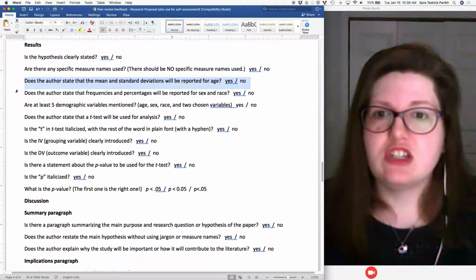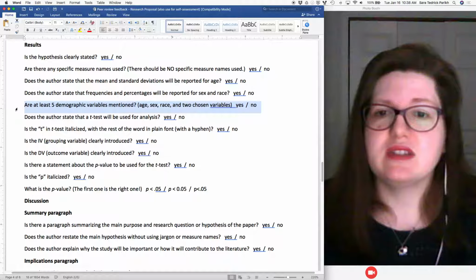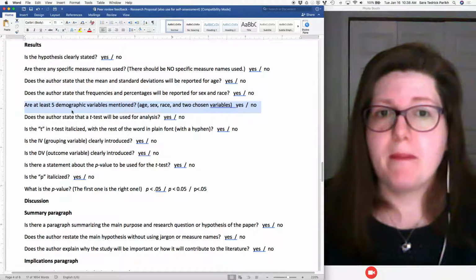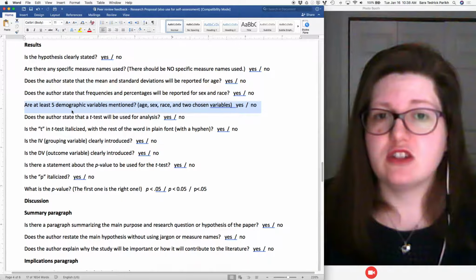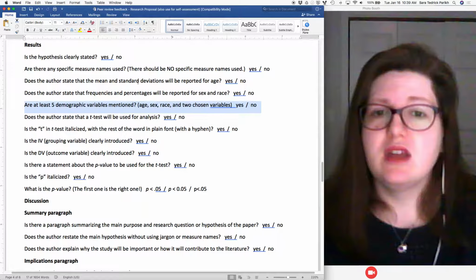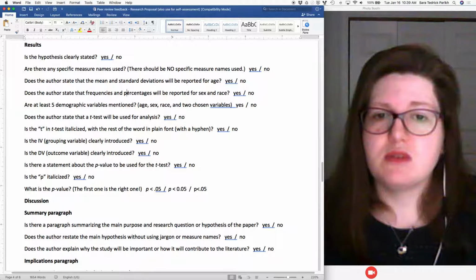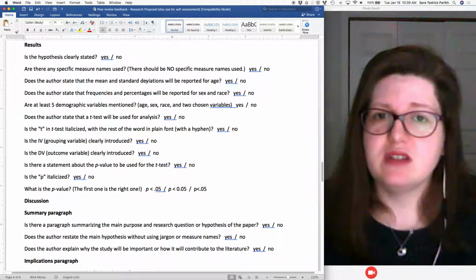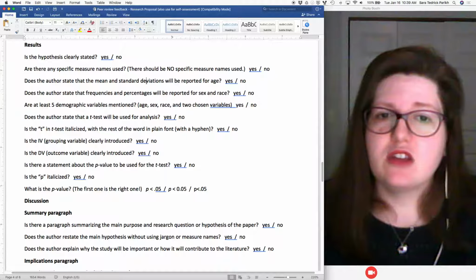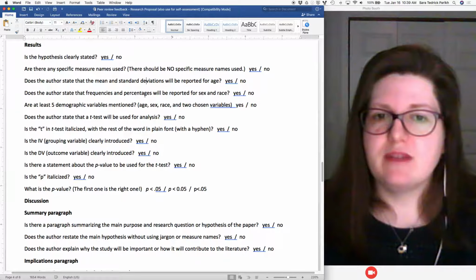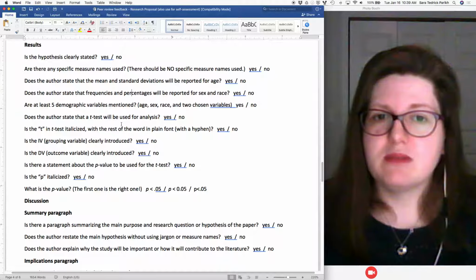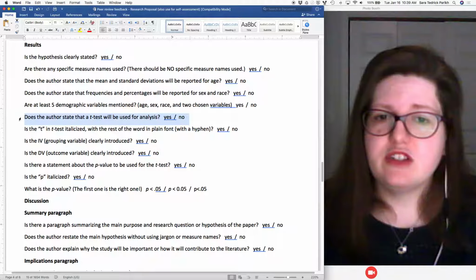So mean and standard deviations for age, frequencies and percentages for race and sex. You need to have at least 5 total demographic factors, and you need to make sure that you include them either with the mean and standard deviations or with the frequencies and percentages. Remember, if you can have twice as much of something as someone else, twice as high, you will be reporting mean and standard deviation. But if it's something that you're either one or the other, it's a category and you're going to report frequencies and percentages. Do you talk about a t-test?